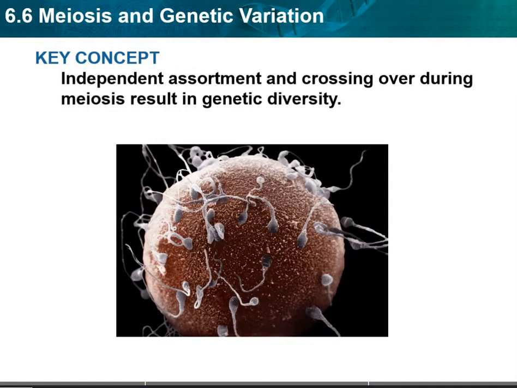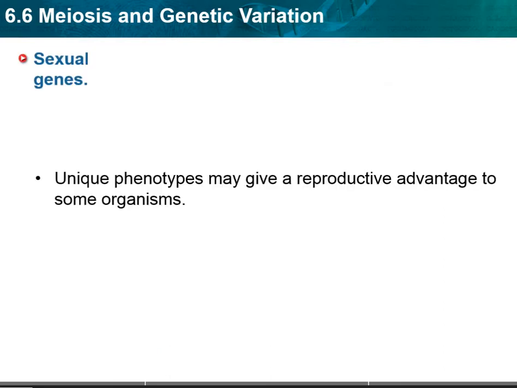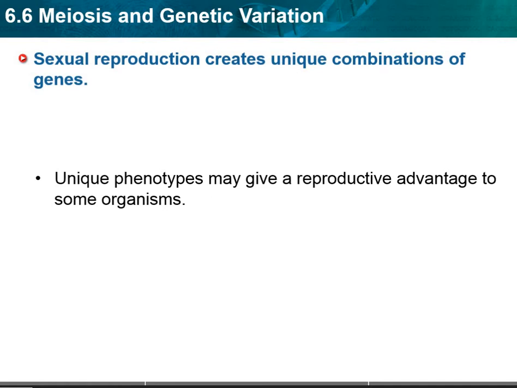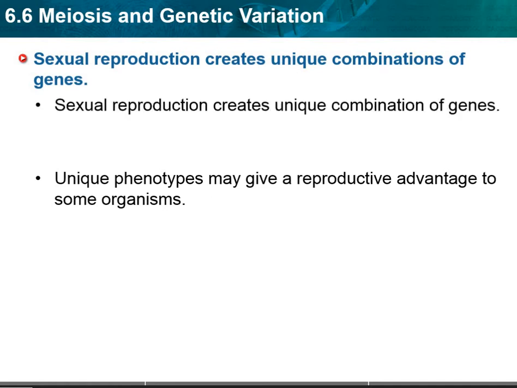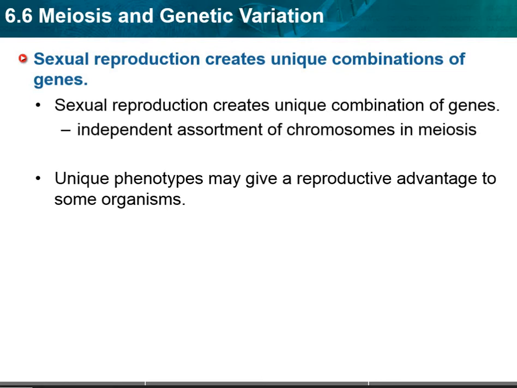Okay, in 6.6 we are looking at a couple of things, independent assortment and crossing over, that are going to provide genetic diversity during meiosis. So sexual reproduction creates unique combinations of genes through independent assortment of chromosomes in meiosis.